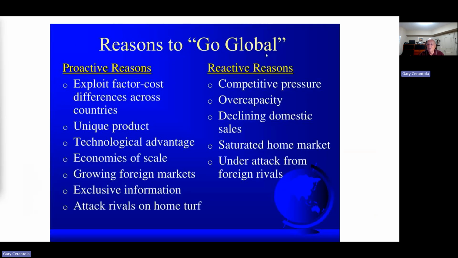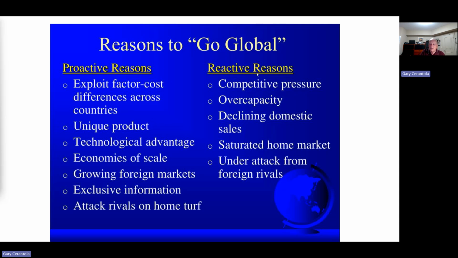Okay. So what are the reasons to go global? Well, there are proactive reasons and there are reactive reasons. Among the proactive ones, one of the key things is that you're looking at factor cost differences across countries, so that you may have a technological advantage, or a unique product, and economies of scale, so that you can really gain what we call comparative advantage in microeconomics, to be able to go out and do really well.